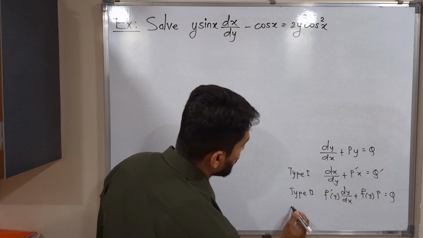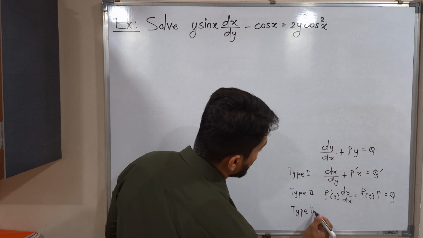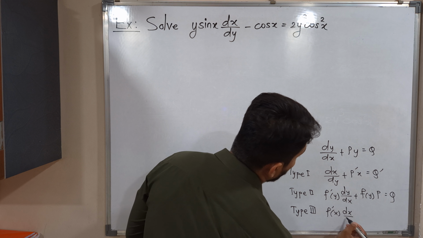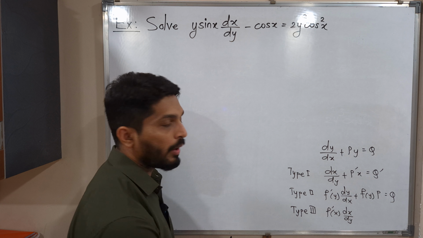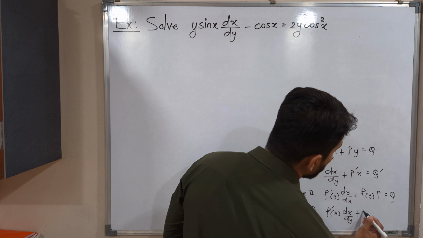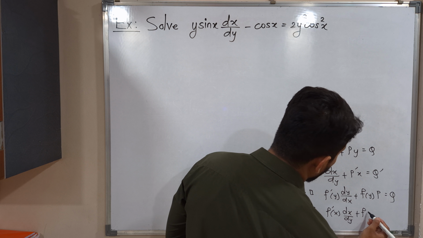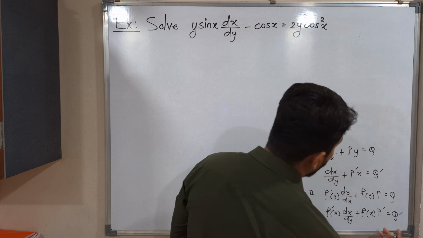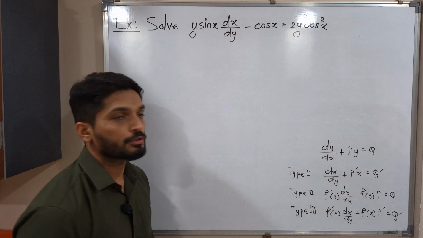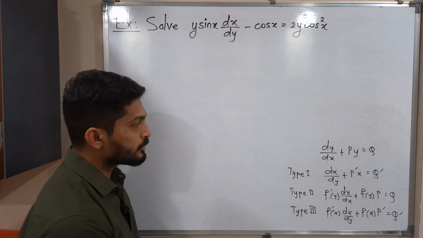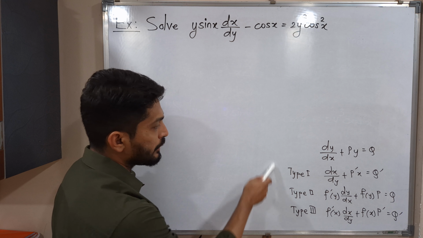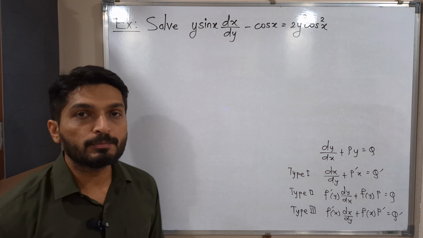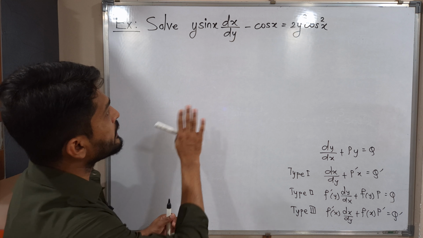Let us see type 3. In case of type 3, we have f'(x) dx by dy. Simply we replace x by y and y by x, plus f(x) P' is equal to Q'. So here P' and Q' are functions of y. Okay, so this is all about first order linear differential equations. We have covered all these methods and discussed several examples based on that. So let us talk about this problem now.